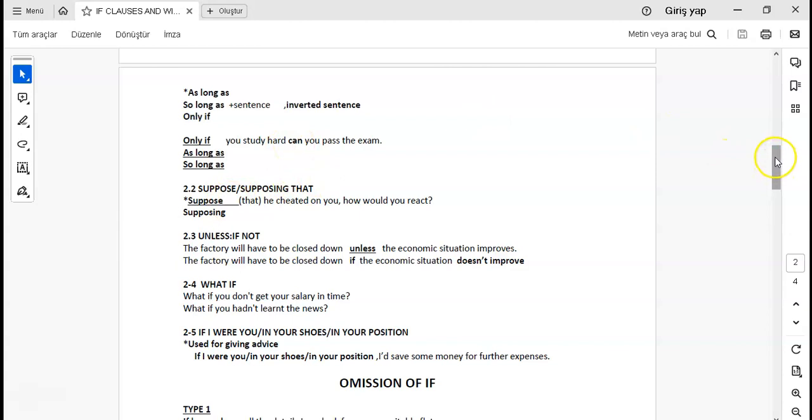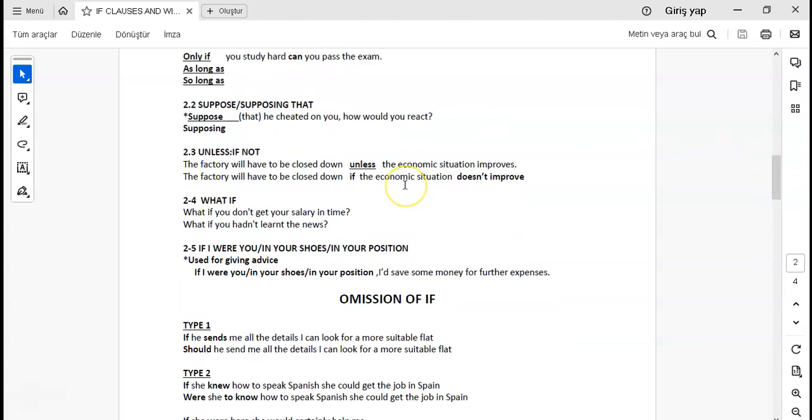Suppose that, or supposing that, this is, you're just imagining. He didn't cheat on you. He doesn't cheat on you. Suppose, or supposing that he cheated on you, how would you react?